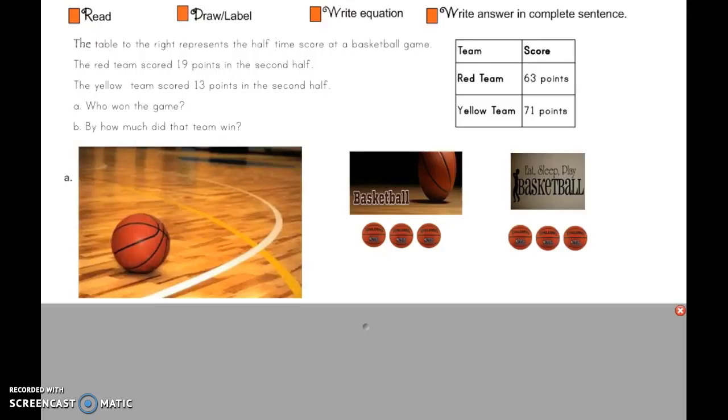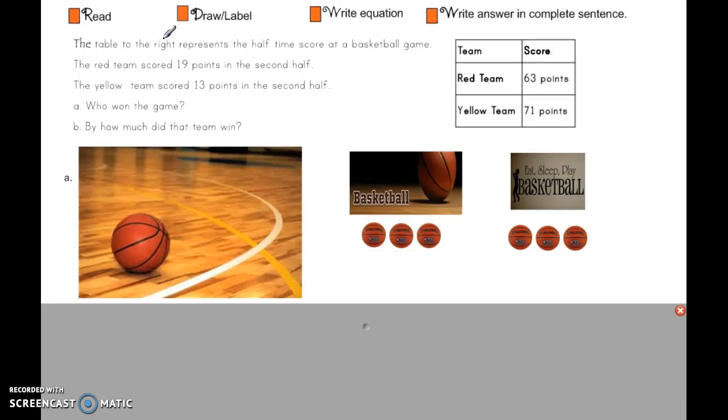Let's get started. Looks like today's problem is going to deal a little bit with basketball. To solve our problem today, we will use the RDW strategy. The first step is to read the problem through one time and try to visualize what the problem is about. Then we're going to go back and circle all of our numbers and then underline what the problem wants to know. So if you would, whisper read this problem while I read it out loud.